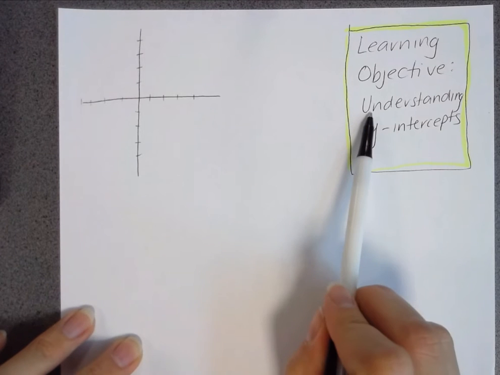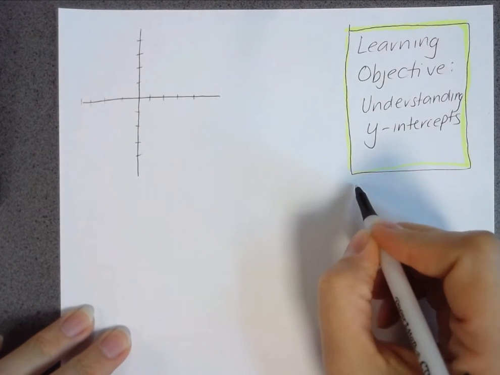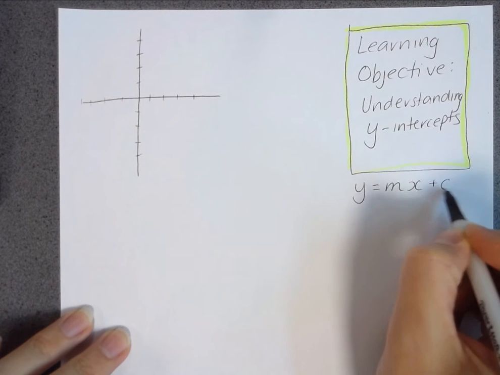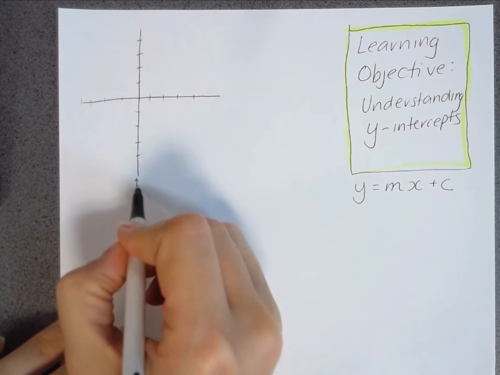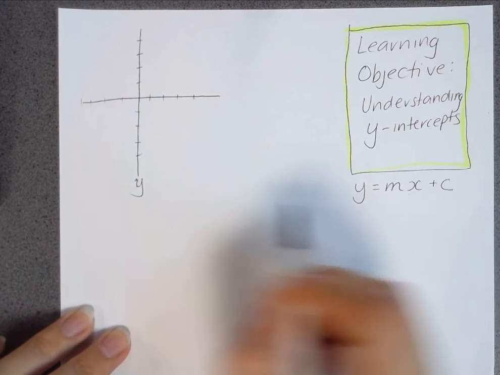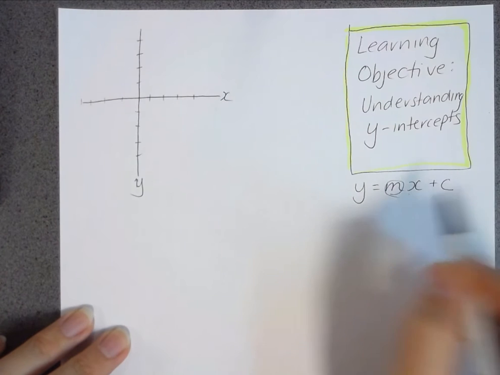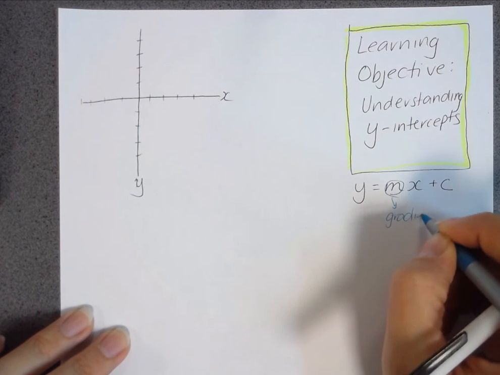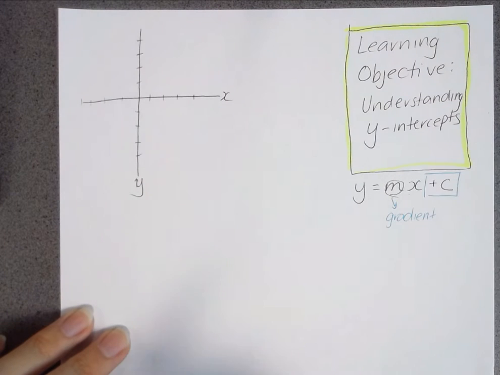Right, in this lesson we are looking at understanding the y-intercept. If we remember that our linear equation looks like this, our y value relates to the y-axis, so this is our y-axis. Our x value relates to our x-axis. And our m, remember, is the gradient, or how steep the slope is. It's this bit we are looking at today, the plus c.